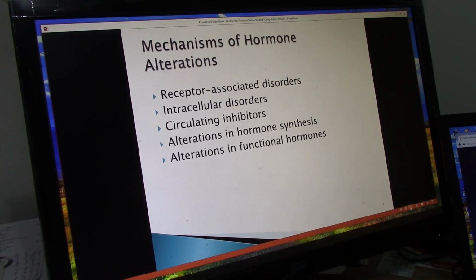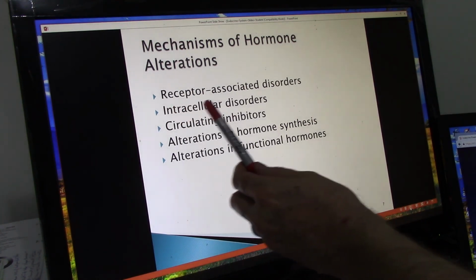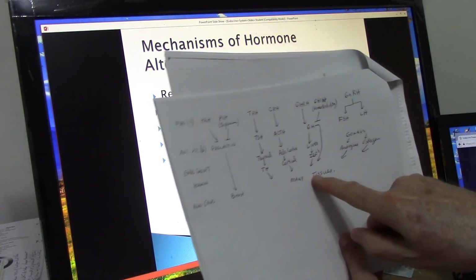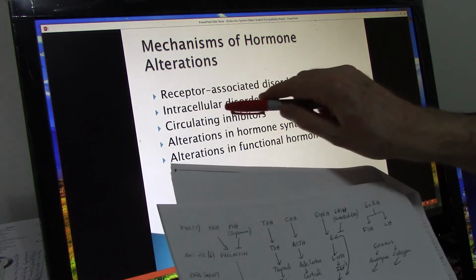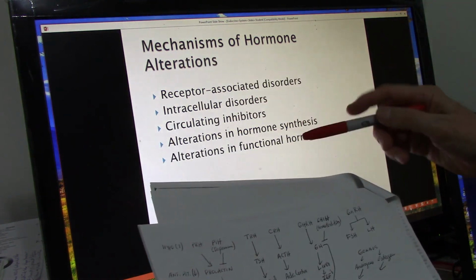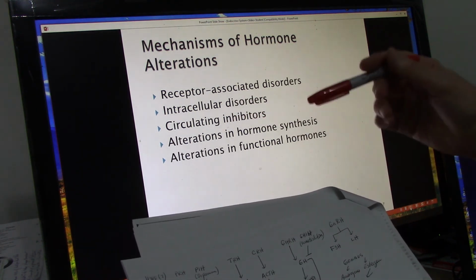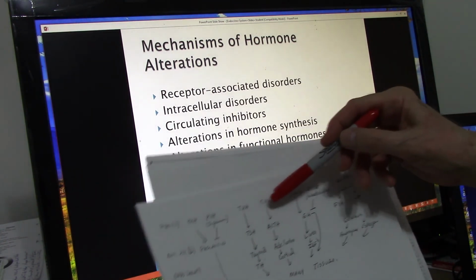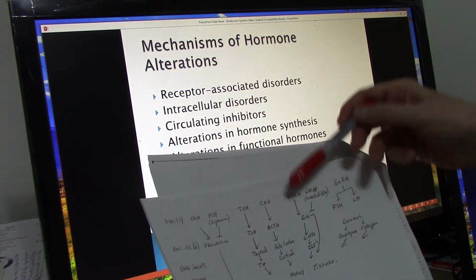Okay, now what can go wrong? Many things can go wrong here. There can be something wrong in the receptors, so that the cells, the ultimate cells, way down here in the tissues, stop responding to this stuff. That could be one thing. There can be something wrong inside the cells. There can be something wrong that's blocking, inhibiting, or antagonizing those hormones. There can be something wrong in the synthesis. In other words, up here, maybe there's something wrong in the hypothalamus so that these hormones are not being properly synthesized.